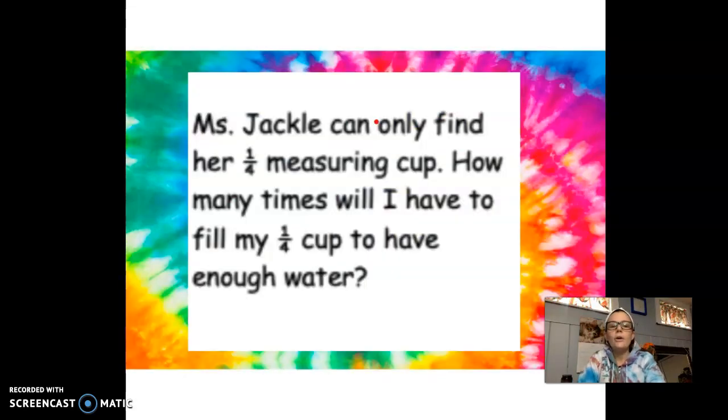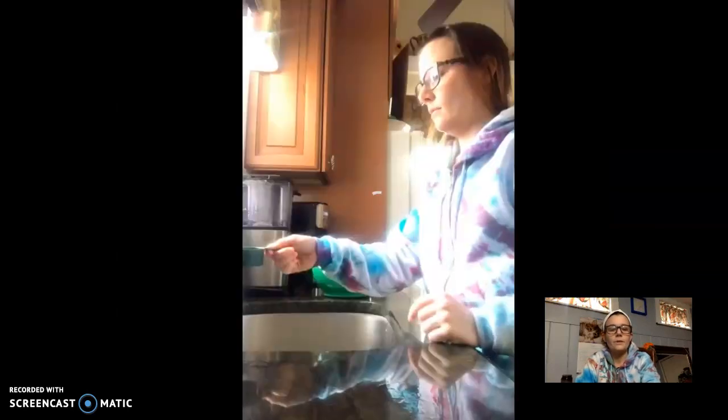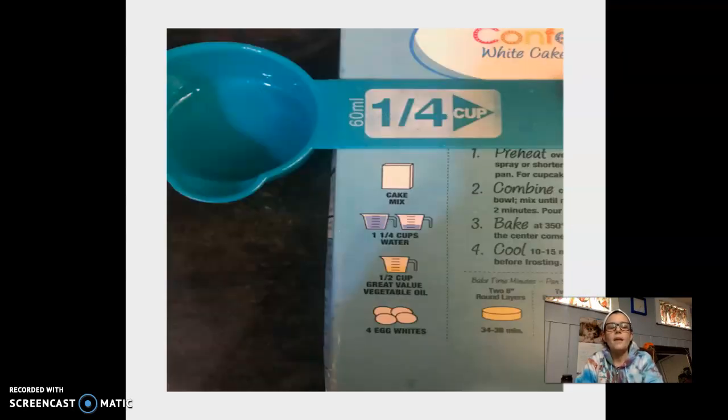So Miss Jackal can only find her 1/4 measuring cup. How many times will I have to fill my 1/4 measuring cup to have enough water? So here I go. Don't count, but here I am measuring it out.